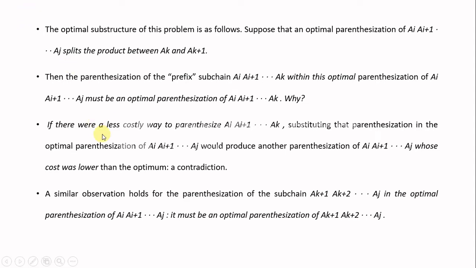Because if there were a less costly way to parenthesize A(k+1) to A(k), then substituting that parenthesization in the optimal parenthesization of A(i+1) to A(j) would produce another parenthesization of A(i+1) to A(j) whose cost was lower than the optimal. That is a contradiction. So what it says is that when you find an optimal parenthesization for the subproblem with respect to the original problem, it is actually the optimal parenthesization for the subproblem itself.